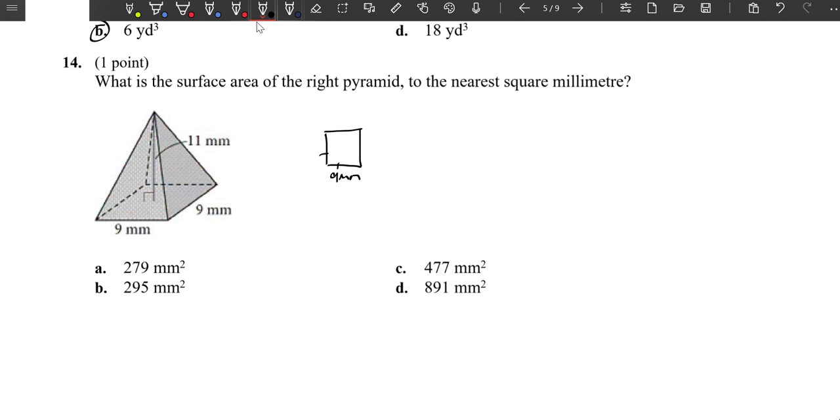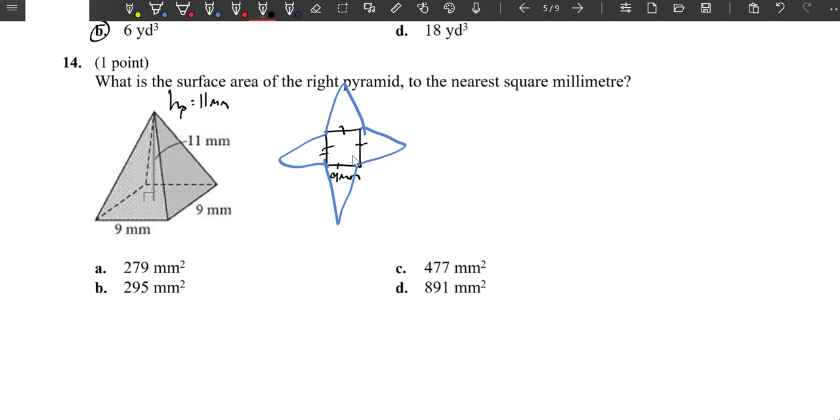And if we unfold all of the sides, we have a triangle out here, a triangle out here, a triangle out here, and a triangle out here. And we know each of these lines here, 9, 9, 9. And we also know the height of this. The height of the pyramid is 11 millimeters. In order to find the surface area, we need to find the area of this square, which is easy. It's 9 by 9. It's 81 square millimeters.